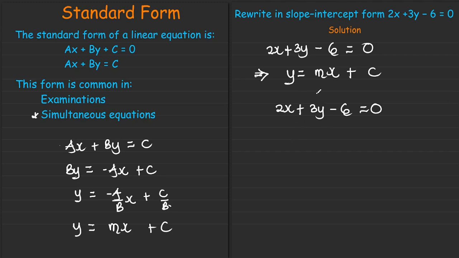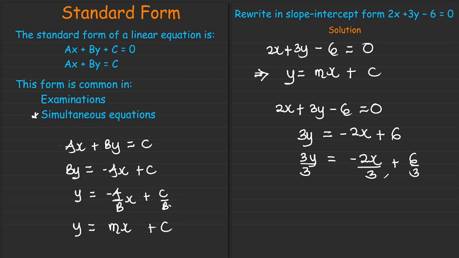So that in turn we'll be left with 3y on the left hand side, which is then equal to negative 2x and then plus 6. With this, we'll then have to divide each and every term by the 3. So we have negative 2x divided by 3. Then we have the 6 as well divided by 3. And then we do our further simplification.